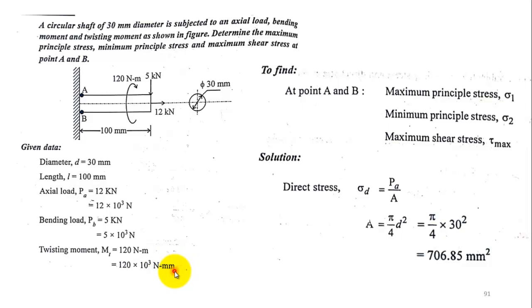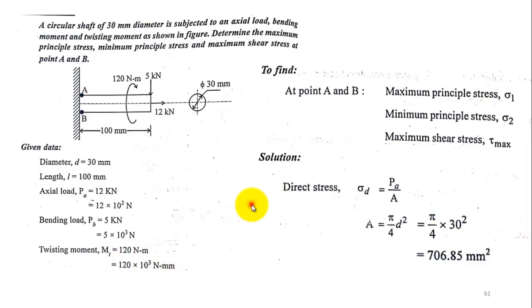Actually there is no need for you to convert it all to millimeter. If you want, you can convert it to meter also, but since only one component has to be converted to millimeter, you convert it to millimeter. It's better to convert it to Newton millimeter for twisting moment or torque in this case.